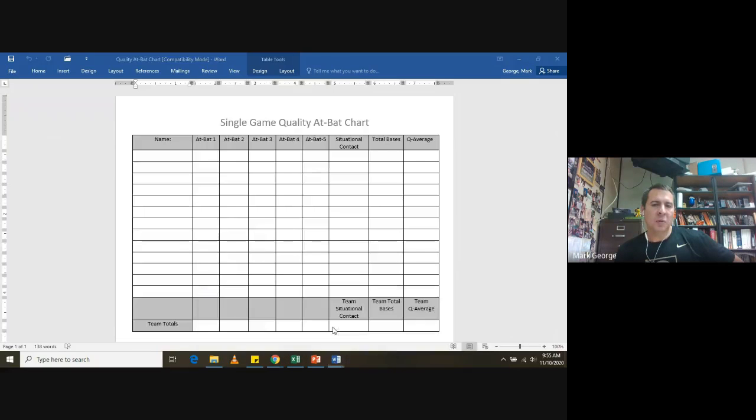Transitioning, moving on to the next one. This is called our QAB chart, or single game quality at bat chart. So you'll put in your player's name here, and you'll put them in all the way down. And then what we do is we look at first at bat, and we either put an X or we put a Q.